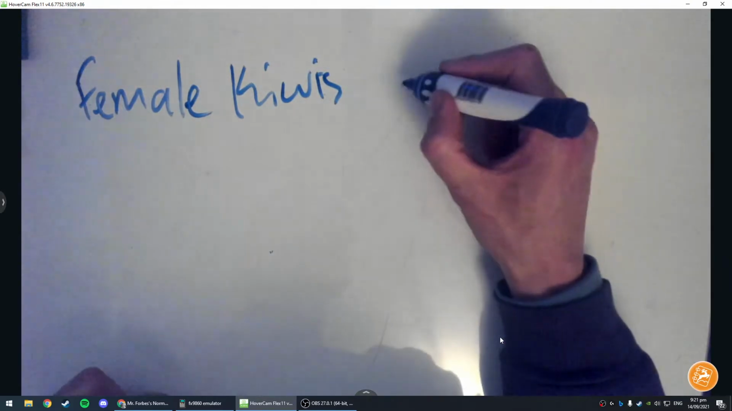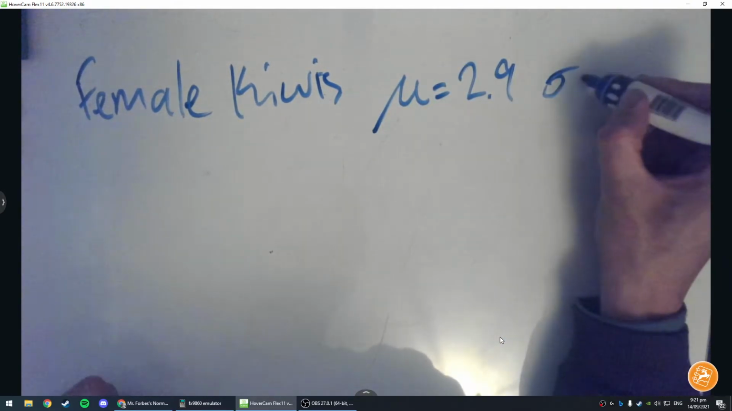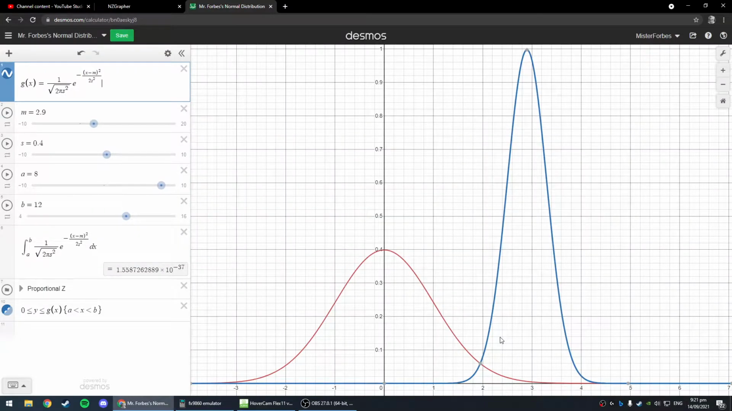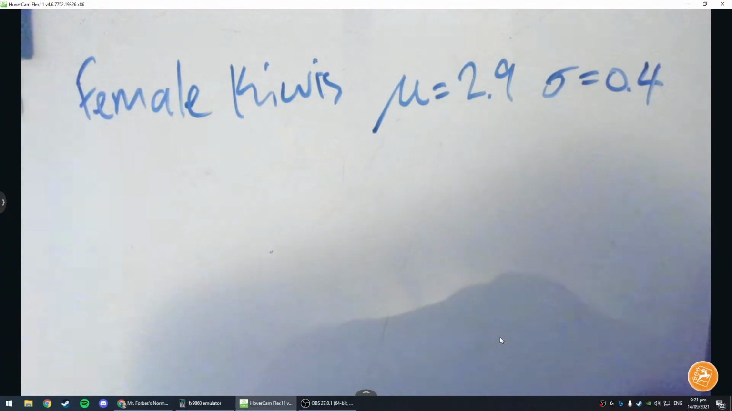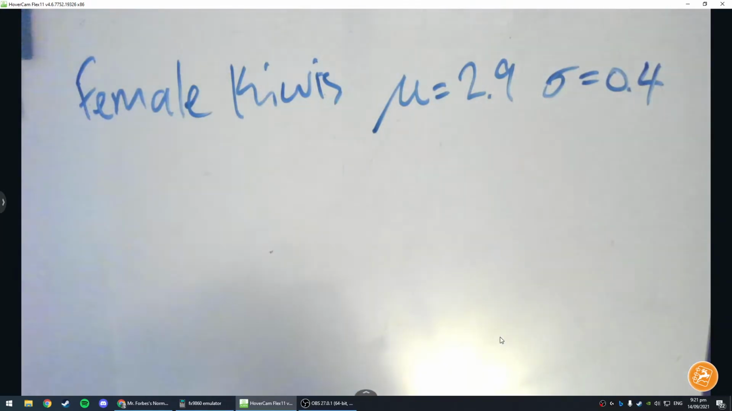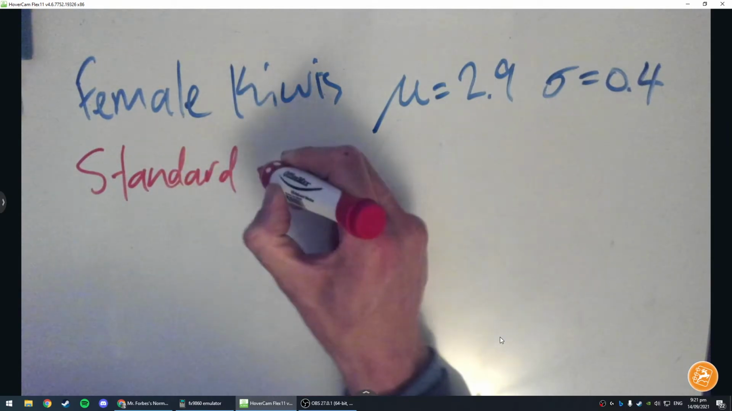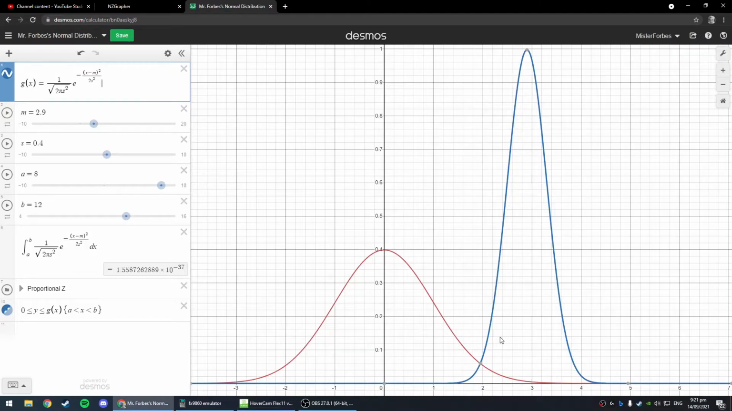And we decided to have a mean of 2.9 and a standard deviation of 0.4. That's what we settled on, right? This is the blue distribution here. But we only have a table of values for a standard normal distribution. So this is called the standard normal. And the standard normal distribution, let's have a look at it.